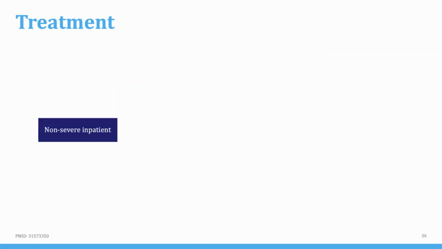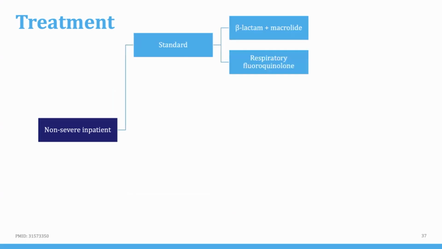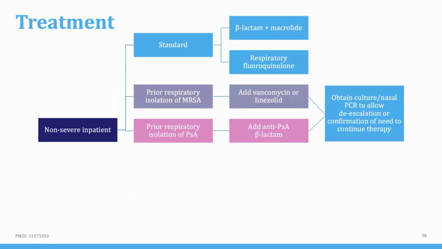If they have non-severe CAP, but you're treating them inpatient, the standard approach would be to use a beta-lactam plus a macrolide. You could, again, consider a respiratory fluoroquinolone, though we try to shy away from it if possible. If they have prior respiratory isolation of MRSA or of Pseudomonas, you could add dedicated coverage for either of those bugs, but you want to obtain culture and nasal PCR so that you can de-escalate if neither is present, or to confirm to yourself that you do need to continue dedicated treatment.